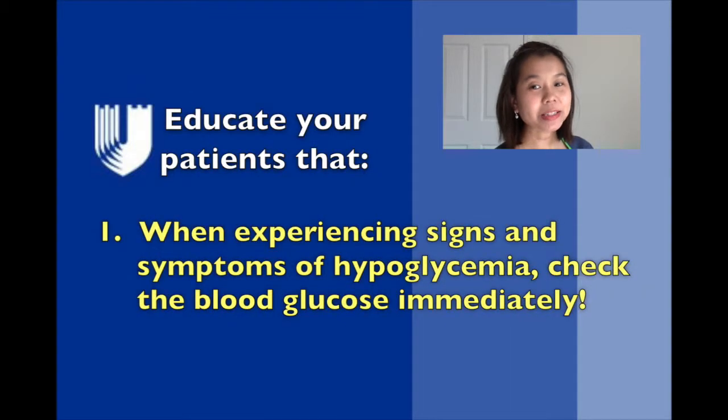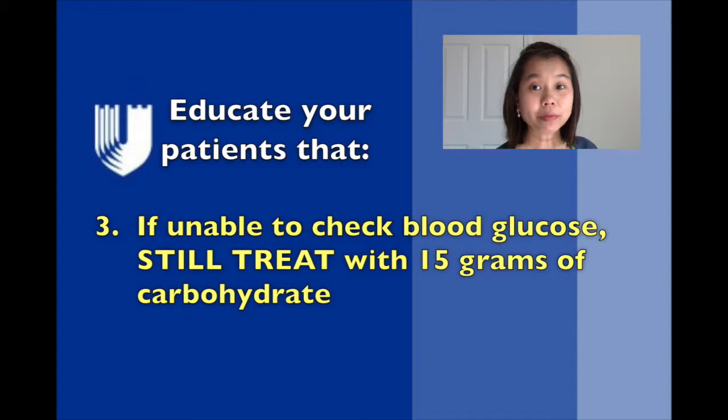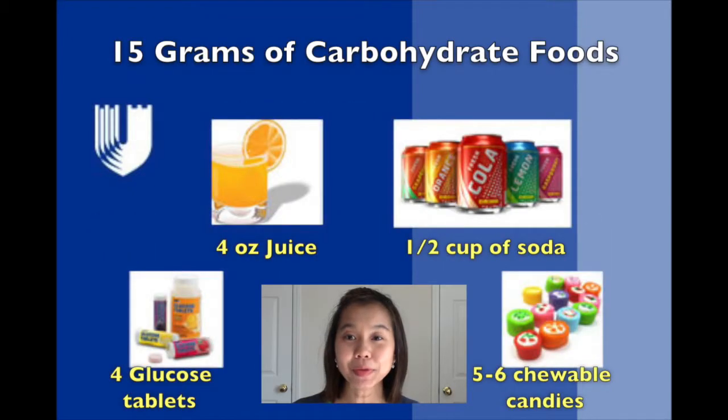Tell patients that if they experience any of the signs and symptoms of hypoglycemia, they need to check their blood glucose immediately. If the patient is alert and able to swallow safely, they should be given 15 grams of simple carbohydrate. If the patient, for some reason, cannot check their blood glucose, they should still treat with 15 grams of carbohydrate. The following foods contain 15 grams of carbohydrate: 4 ounces of juice, 1/2 cup of regular soda, not diet, 4 glucose tablets, 5 to 6 little chewable candies.